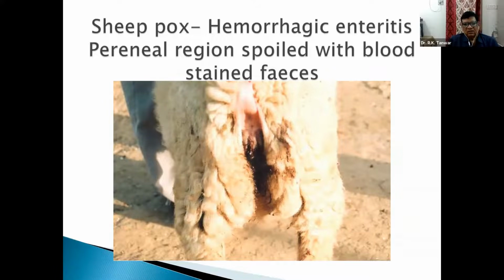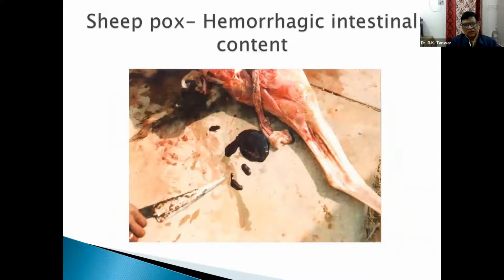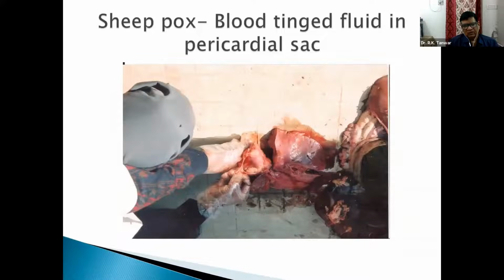With hemorrhagic enteritis, you can see there was dysentery, and the perineal region is spoiled with blood-stained feces. This is hemorrhagic intestinal content coming out from this. In this case, the fluid was blood-tainted. So the difference is that in the case of PPR it is ochre-colored, whereas in sheeppox it was blood-tainted. This is one postmortem finding.